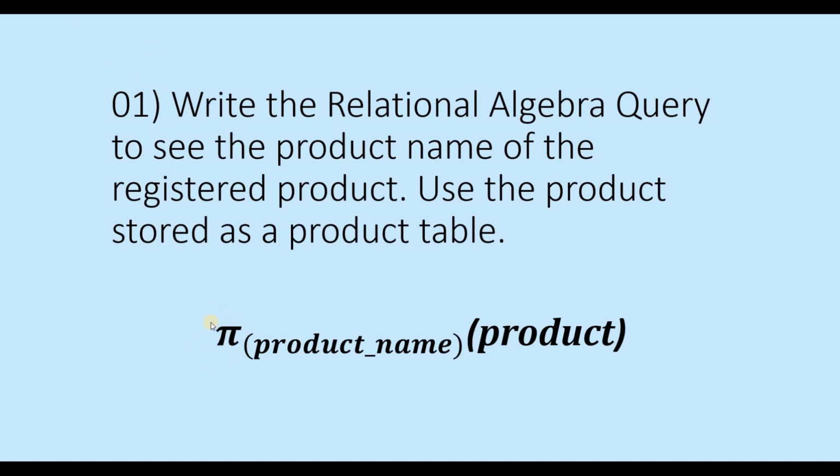The letter, the pi letter, and here's the condition. In the question, we have to get the product name. So here's the condition. The condition is the product name, and here's the table name. The table is product table. That's the relation. So here's the answer for the first question, and here's how we write a relational algebra query. So first we have to decide what operator we are going to use, and we have to get the condition, and we have to get the relation. So here's how we write a relational algebra query.